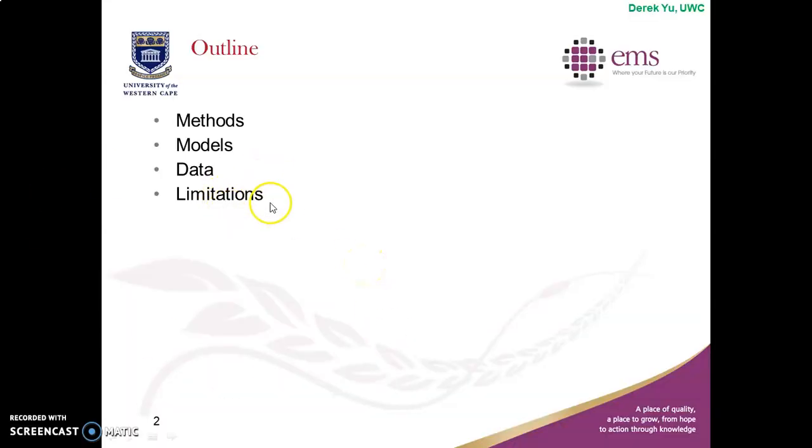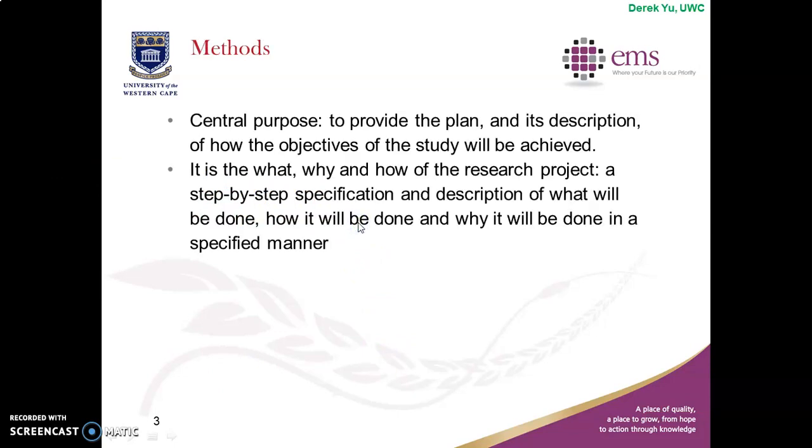Methods, model, data, limitations. Okay. And the methods, the general purpose is to provide a plan. You see the keyword plan, description, and how the objectives of the study will be achieved. The word how is the most important keyword. So in other words, how are you going to achieve your research objective?